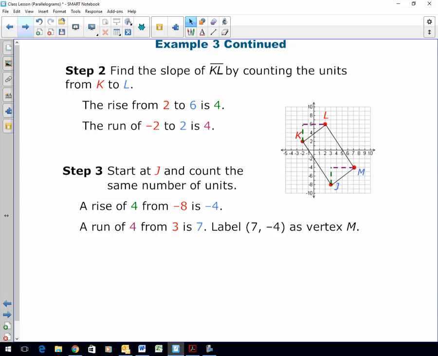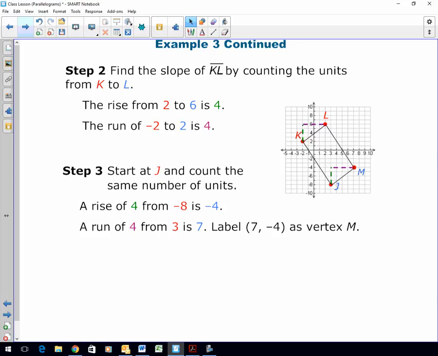Let's see what my slope was here. Rise, 1, 2, 3, 4, over run, 1, 2, 3, 4. Made that easy on you guys. I could go over here to point J. Guess what I'm going to do? Rise, 1, 2, 3, 4, over run, 1, 2, 3, 4. Hot dog, there's M. That was pretty simple.